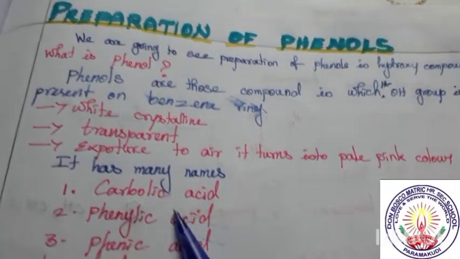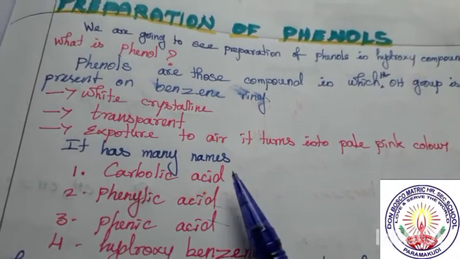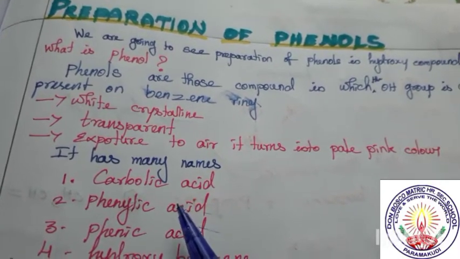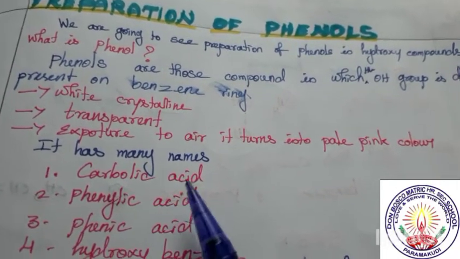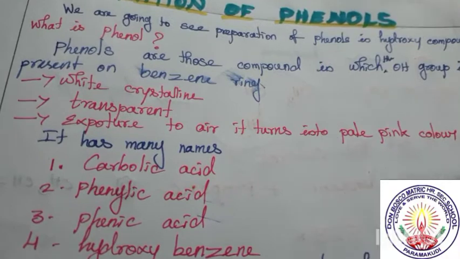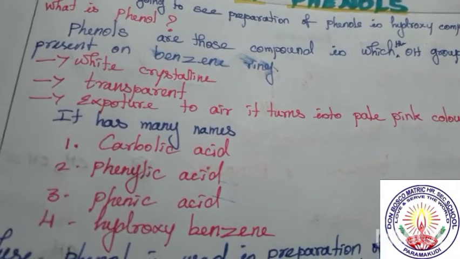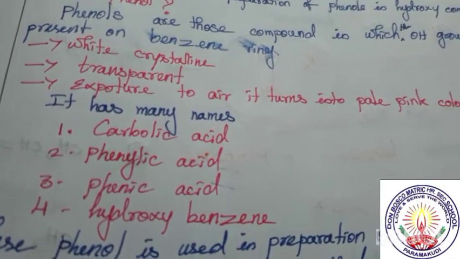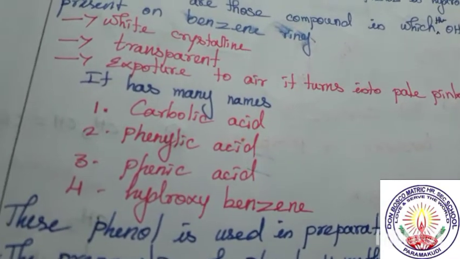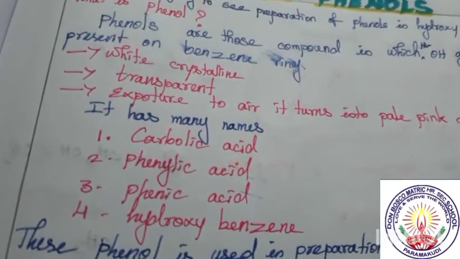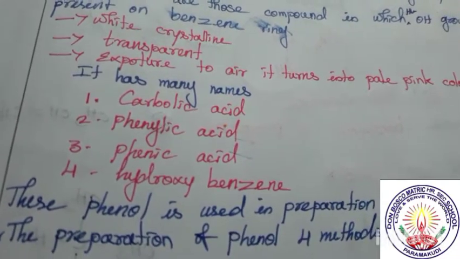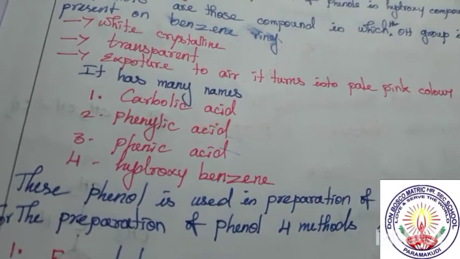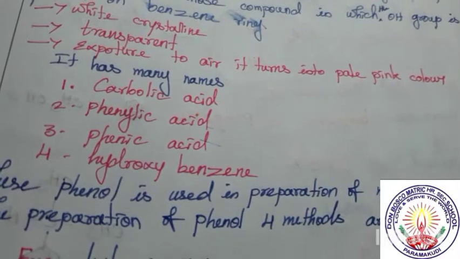This phenol has many names. The first one is, phenol is called carbolic acid, or phenylic acid, or phenic acid, or hydroxybenzene. So phenols are called by many names. This phenol is used in the preparation of many organic compounds.